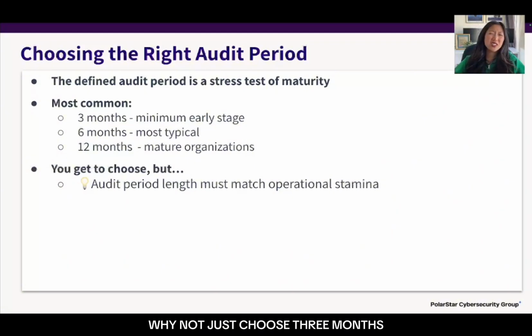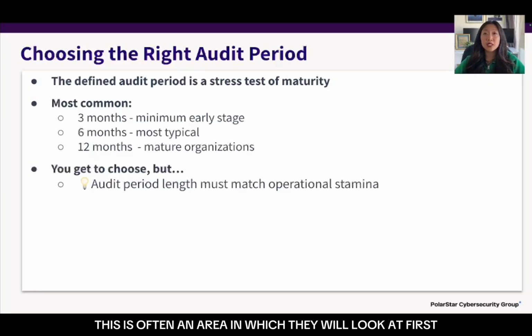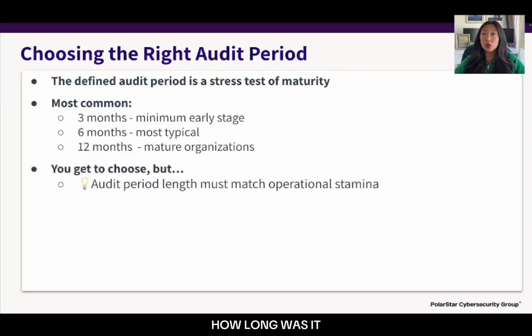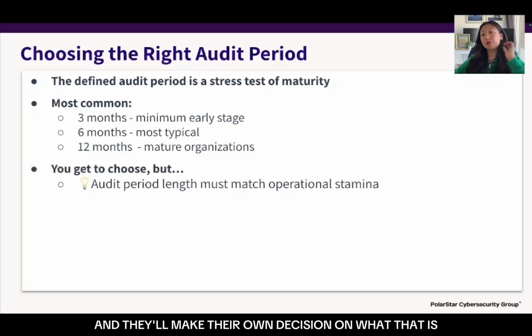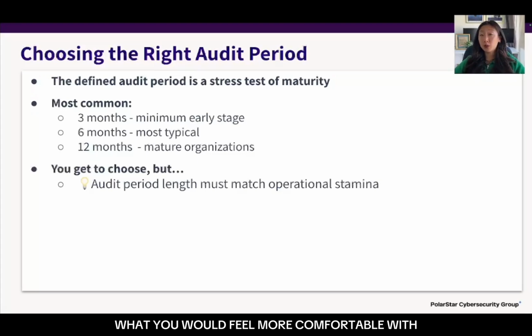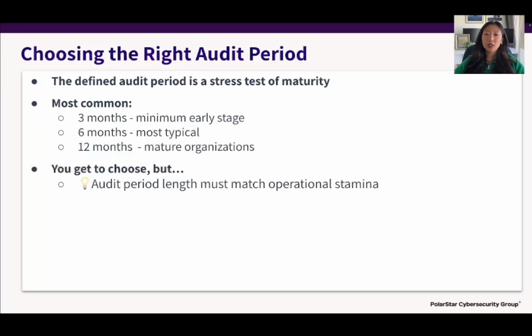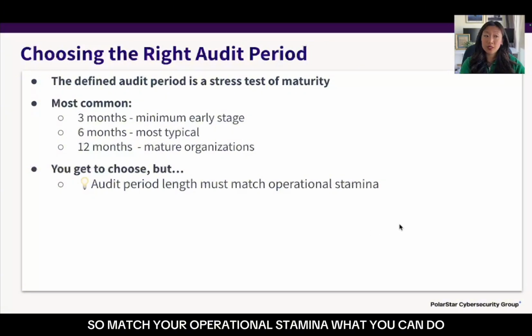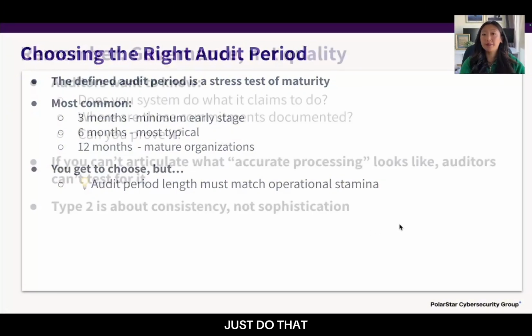So you might be asking, why not just choose 3 months? That's easier. Well, it's because when your enterprise prospects are reviewing your SOC 2 report, this is often an area which they will look at first. When did you get the SOC 2 report? How long was it? And what are the exceptions on those reports? Those are the first 3 things that they're going to really quickly key in on. And they'll make their own decision on what that is. But put yourself in their shoes. Figure out what you would feel more comfortable with in terms of engaging with a partner. So match your operational stamina. What you can do, just do that.